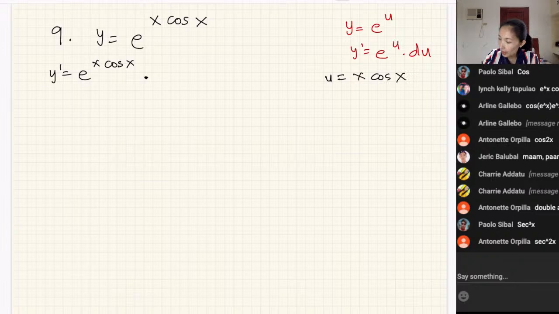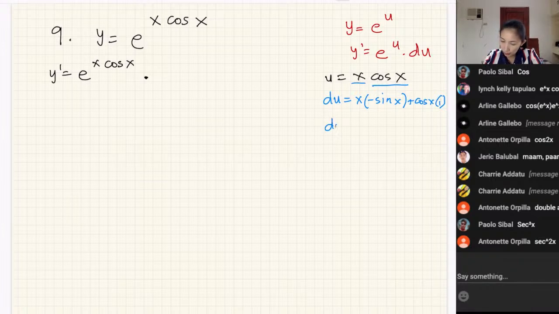Okay, so what then is our du? Take note that again, this is a product. Okay, the first, x, times derivative of the second, which is negative sine x. Okay, plus the second, which is cosine x, times 1, derivative of the first. Okay, so let's simplify further.